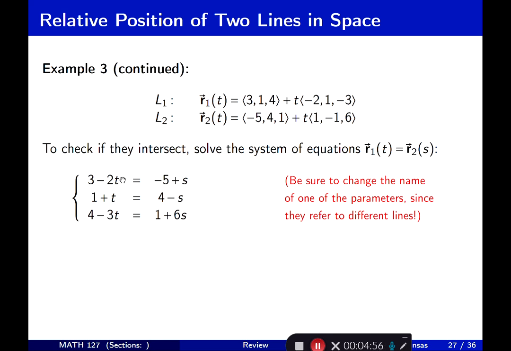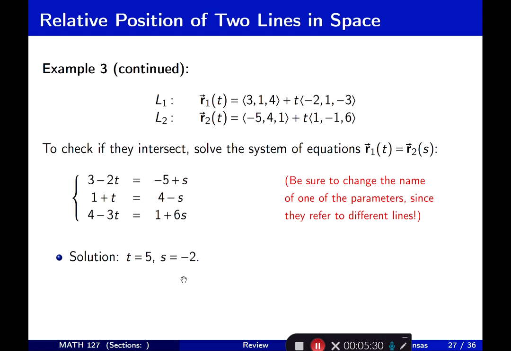You can solve for t and s in two of the equations, let's say equation 1 and equation 2, and then plug them into equation 3 to see if they actually satisfy equation 3. That means there is a point in common between L1 and L2. If you cannot solve these three equations for two variables, then there is no common point, and the two lines are skew.